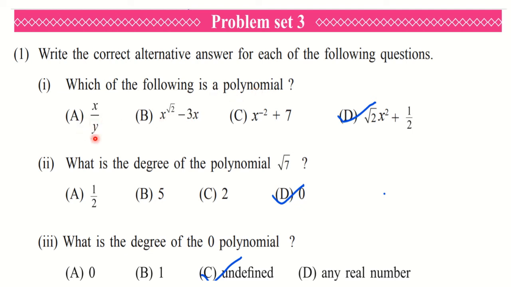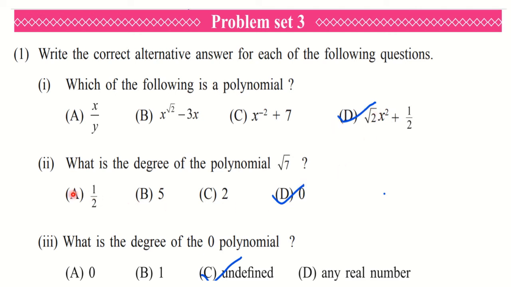So see here, the variable is in the denominator, which is not possible. Here the index is a fraction. Here it is negative. So all these are not polynomials. Only in this case the index is positive. Correct? So here this is a polynomial.